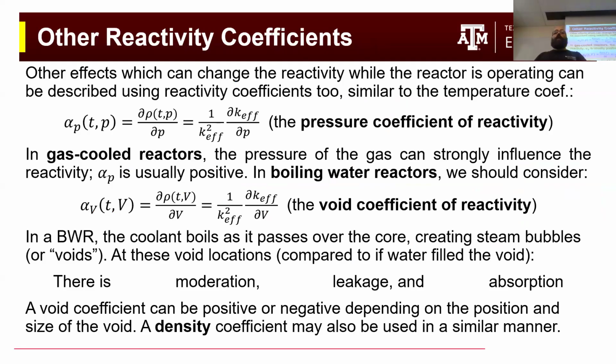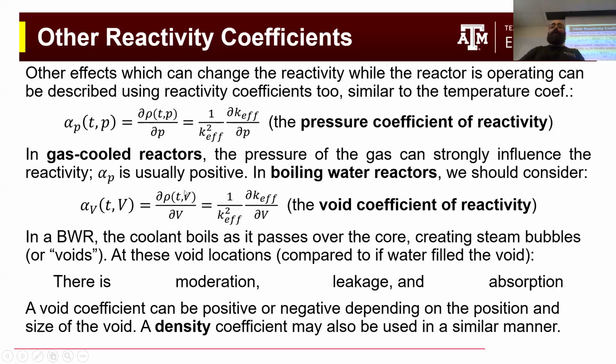So there are other reactivity coefficients, not just for temperature. You can define them for basically any quantity. You could define a pressure coefficient of reactivity, that's alpha P. That becomes significant in gas-cooled reactors, not so much in our light water reactors, because they're pressurized. The pressure is already so high that changes in pressure don't really have any effect on the multiplication factor compared to other things.